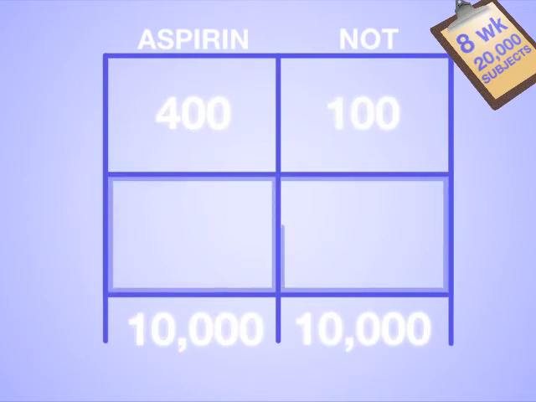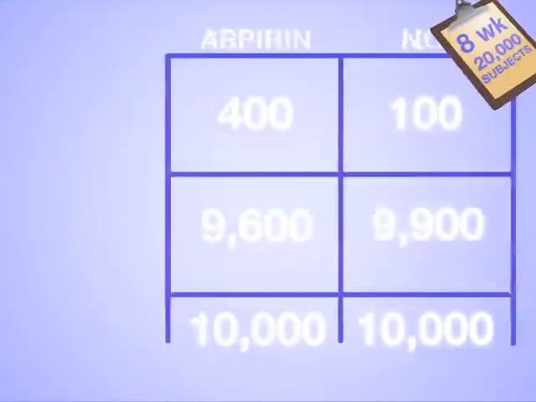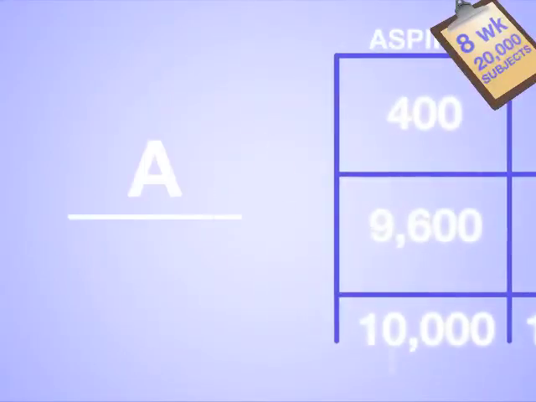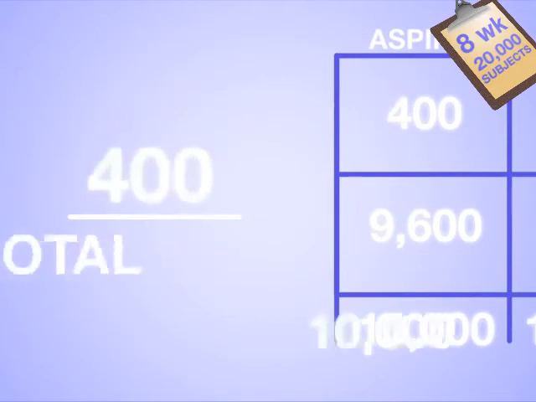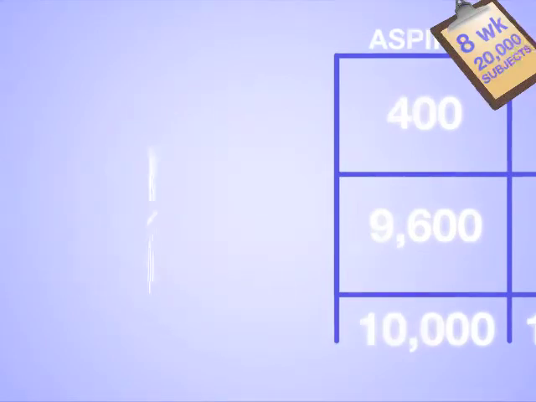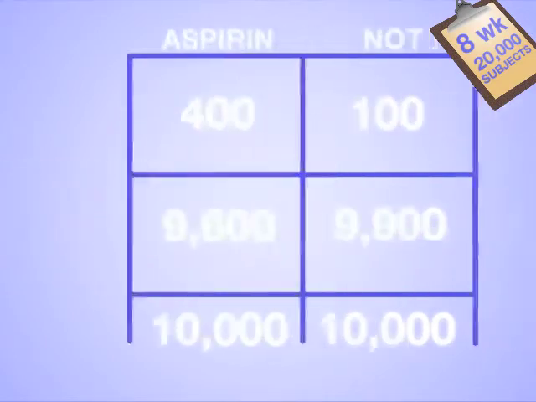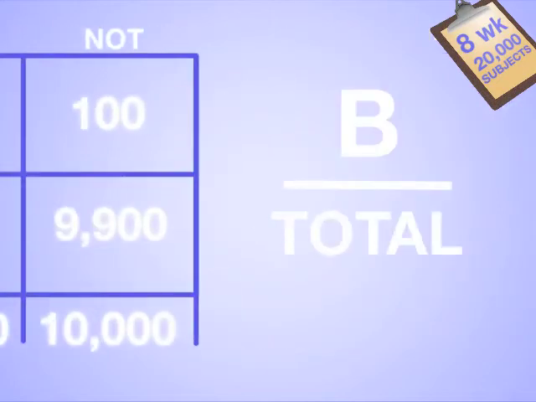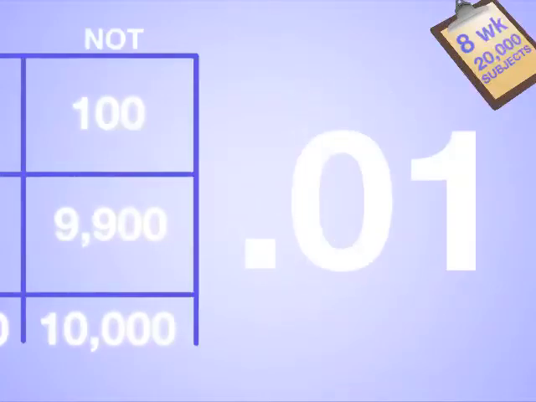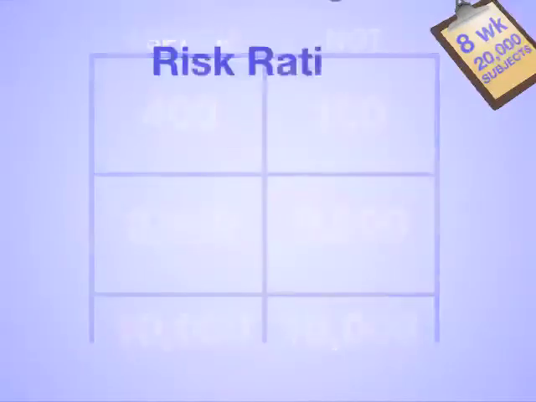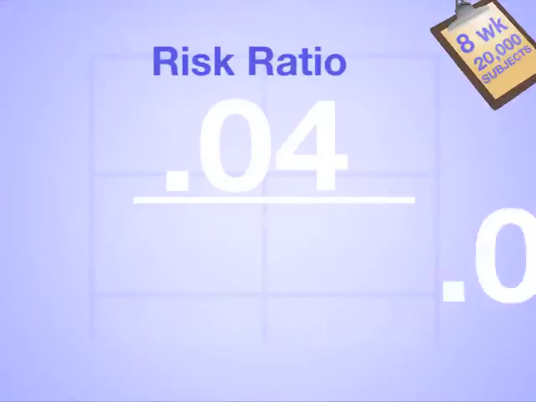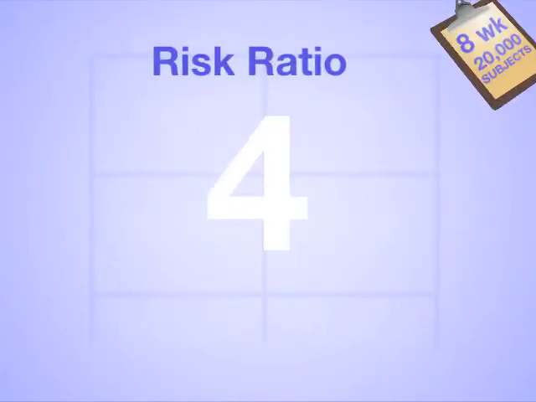We don't need the C and D cells to find the risk ratio, but we'll fill them in now for completeness. The risk among aspirin users is A over the total number of exposed, or 400 over 10,000, which equals 0.04. The risk among non-users is B over the total number of unexposed, or 100 over 10,000, which equals 0.01. The risk ratio is 0.04 divided by 0.01, which equals 4. Subjects in our exposed group are 4 times more likely to have a GI bleed than in the unexposed.